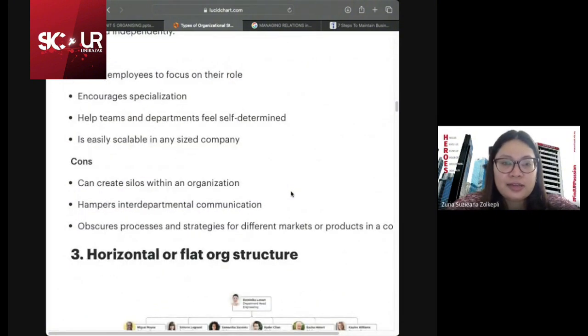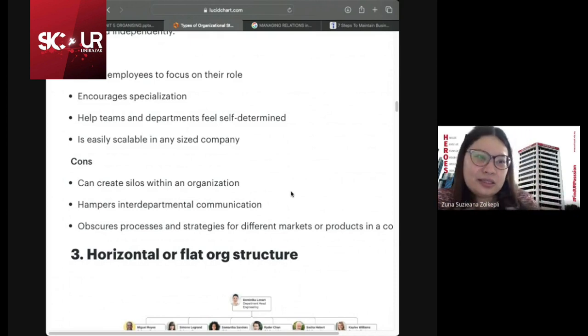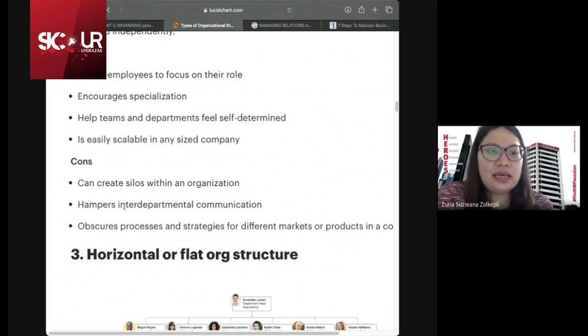Meanwhile, functional structures can create silos within an organization because they are working in their own bubble. All right, so less interaction. There is less cross-functional communication. So the information is being kept within the department, and it's not really interrelated with other departments, other functions. All right. Yeah, this is what I meant. Interdepartmental communication. There is no cross-functional communication over there.